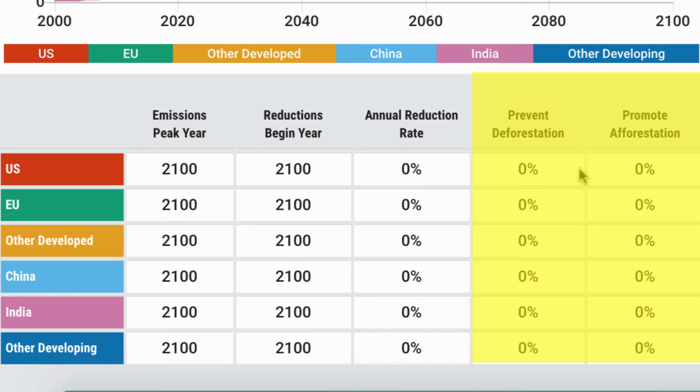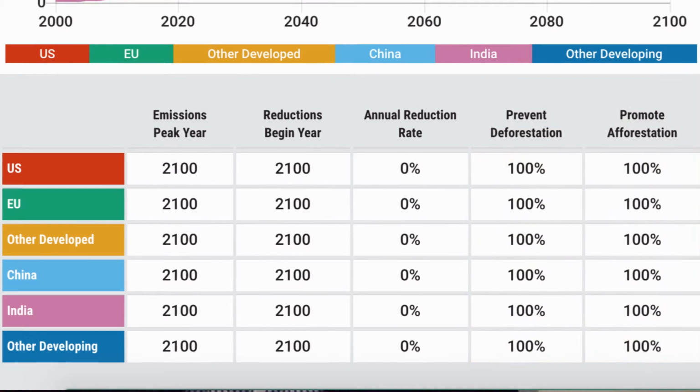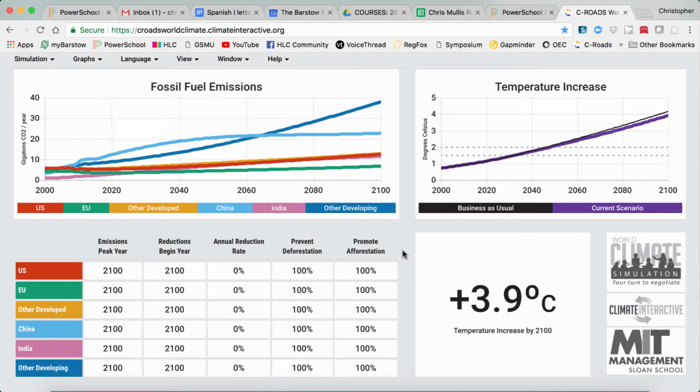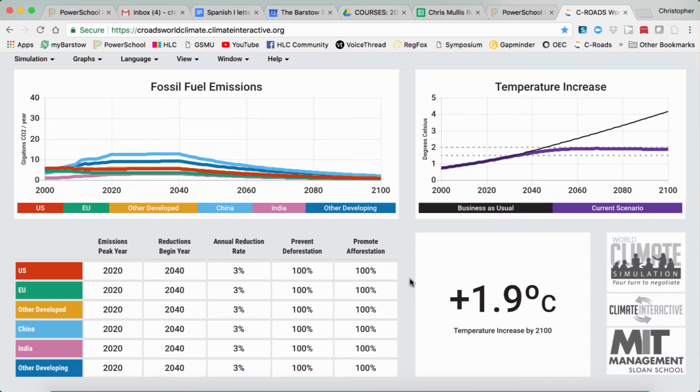And to be honest, this isn't really where the action is. We could set all these values to 100%, the maximum, and you can see it doesn't really make much of a difference. 0.3 Celsius degrees less of warming. So the real action is over here on the left. What sorts of scenarios you plug in is really up to you. So here's a scenario that gets us down below 2 degrees Celsius. I treated every country and group exactly the same. Everybody peaks in 2020, begins reductions in 2040, reduces by 3% per year, prevents deforestation 100%, and promotes afforestation 100%.